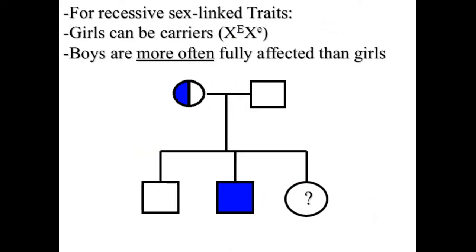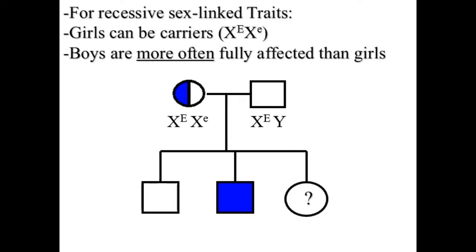So, red-green color blindness affects quite a few people, but it does affect boys more often than girls. And here's why. Again, girls can be carriers. And in this basic pedigree diagram, what do we see? We see a girl carrier. So we automatically know her genotype. We know she is heterozygous. She has one dominant allele on one X chromosome and then one recessive allele on the other X chromosome.